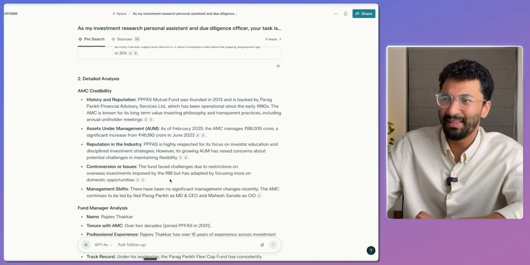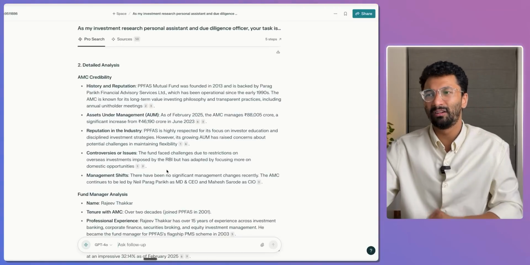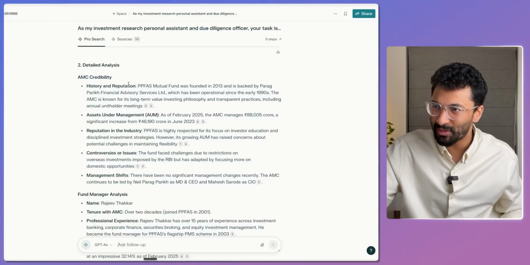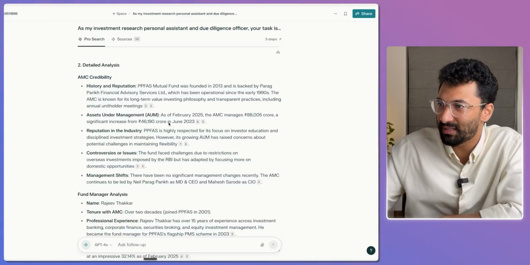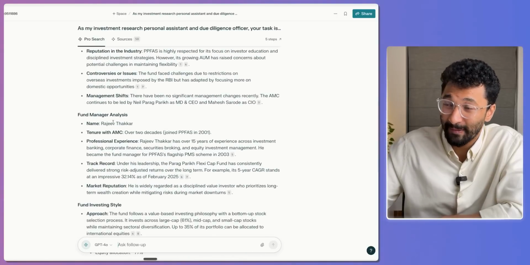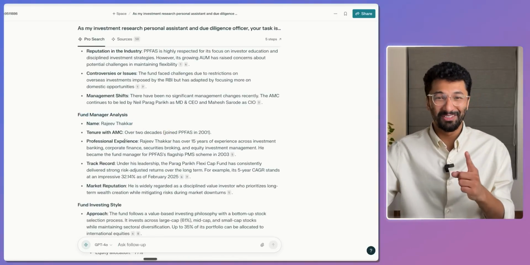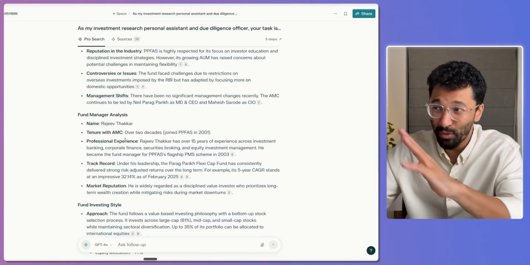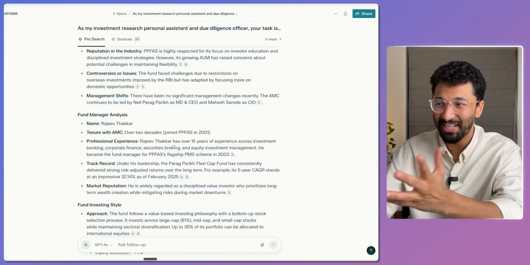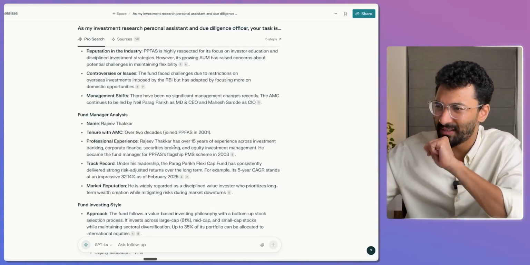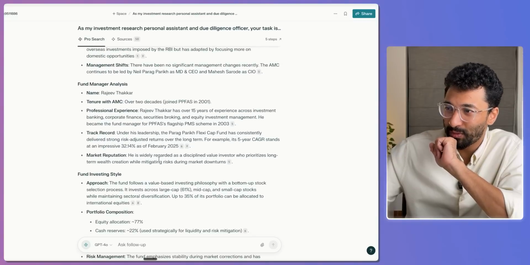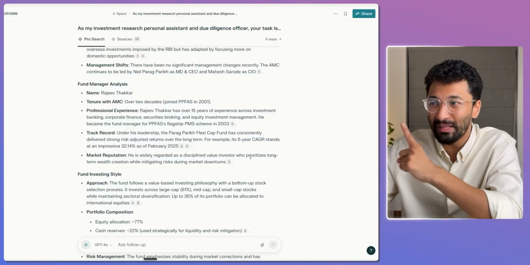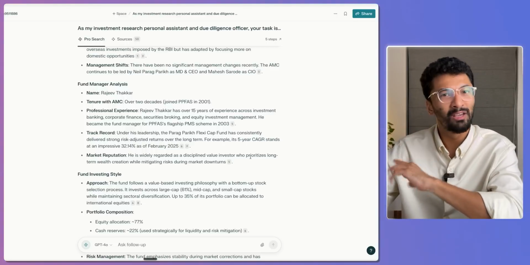Here's the more detailed analysis of the Parag Parikh Flexi Cap and the Parag Parikh AMC. As you can see, the entire name as well, Parag Parikh Financial Advisory Services, and we can keep scrolling down, right? So the fund manager, this is very important, right? We want a fund manager who's been around with the fund house for a while. Rajiv Thakkar has been there for more than 2 decades. Fantastic. He's been basically involved in the scheme since the very start, which is fantastic. He's also widely regarded as a disciplined value investor who prioritizes long-term wealth creation while mitigating risks during market downturns, which is fantastic.